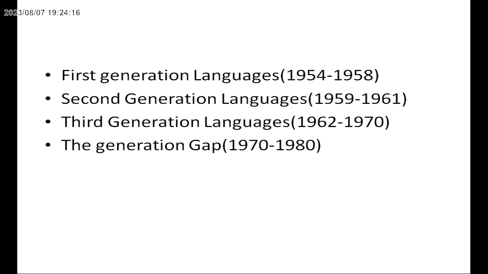Next, third generation languages. We will use PL/I, which is Fortran plus Algol plus COBOL, the combination of the three. Next, Algol 68. Algol 68 is the successor of Algol 60. Next, Pascal language. Pascal is a simple successor to Algol 60. Next, Simula for classes and data abstraction.